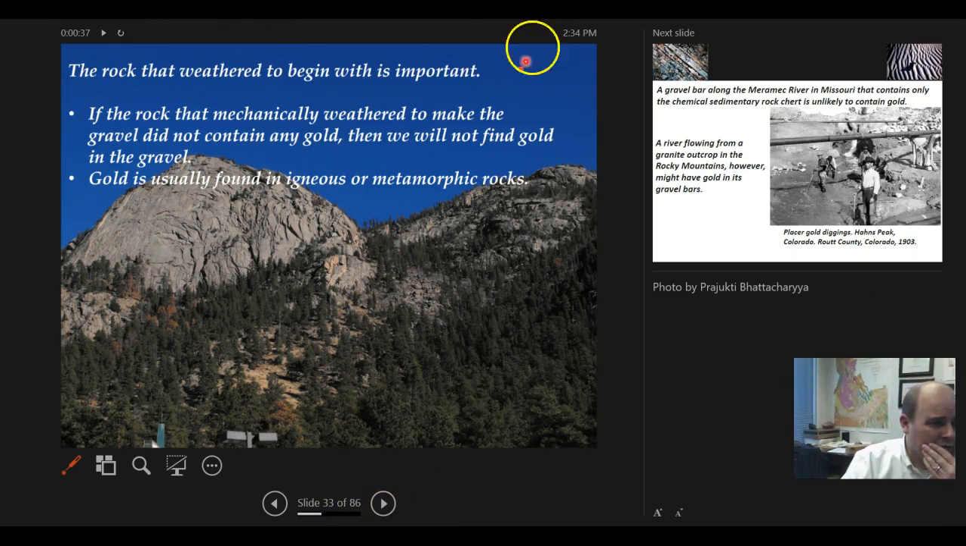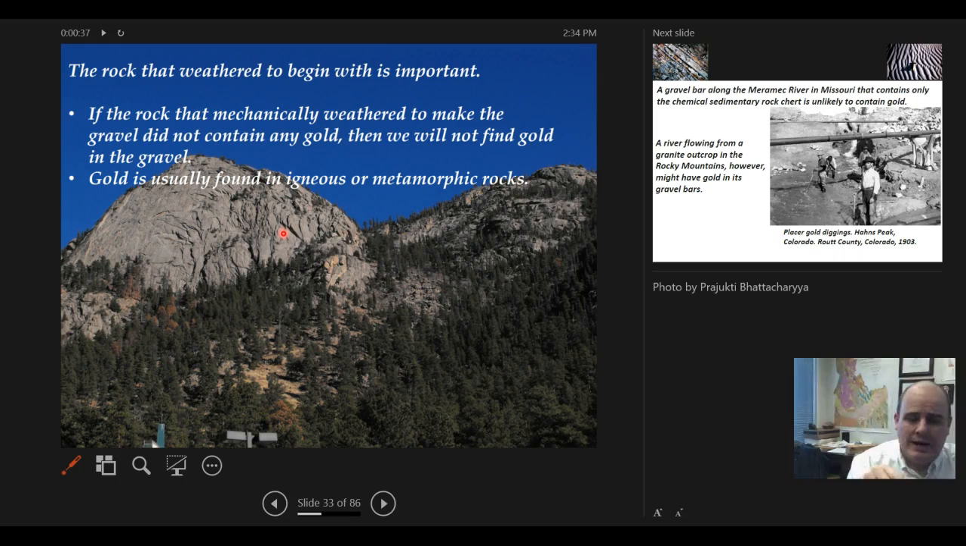Okay? So the rock that weathered to begin with is important. So if the rock that was mechanically weathered to make the gravel did not contain any gold, you're not going to find any gold in the gravel, right? So you need to know what's upstream. So if you have lots of igneous rocks or metamorphic rocks, where gold comes from lots of times, and then downstream of that, you might find gold in the rivers.